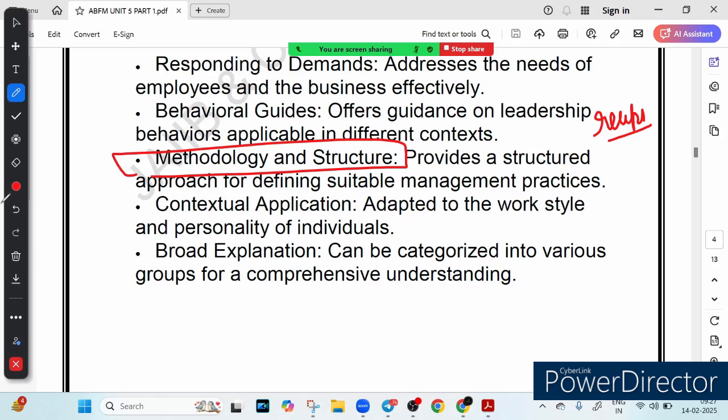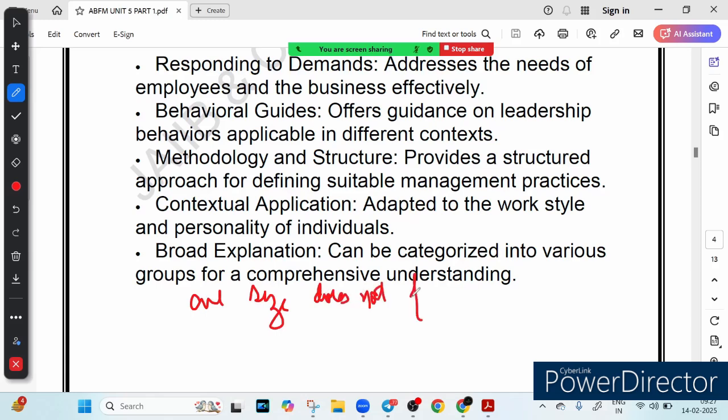And you know, there is something called one size does not fit all. Let me write it down. One size does not fit all. A leader can't follow just one fixed style. Some employees need motivation, some need strict guidelines, some need complete freedom. So a leadership model helps managers adapt based on the work environment and employee personality, right?